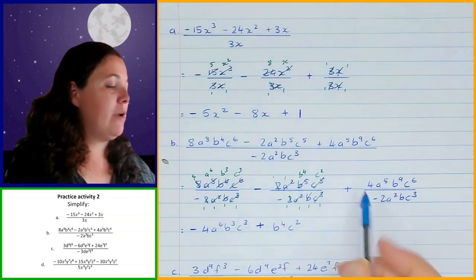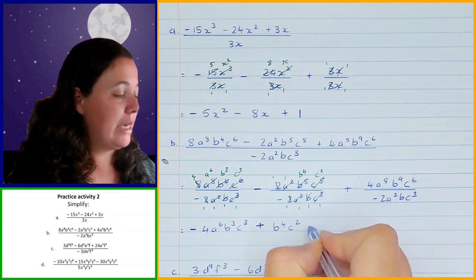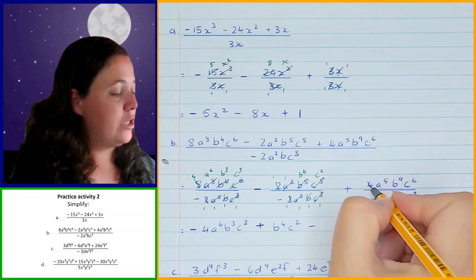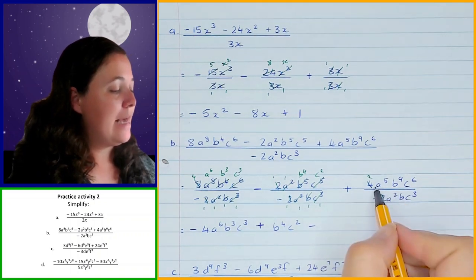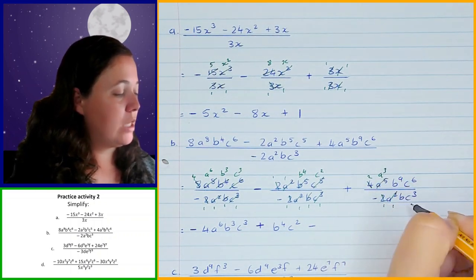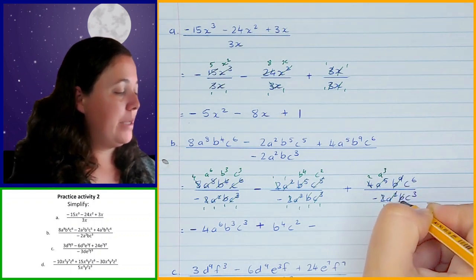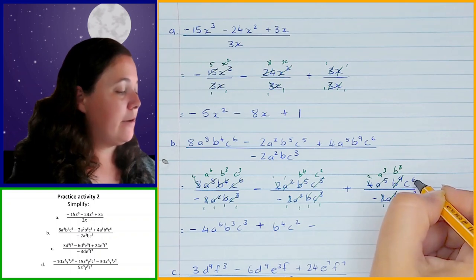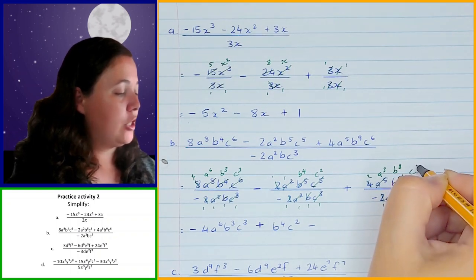Then the last term, I've got a positive divided by negative is minus. 4 and 2 give me 2 and 1. A to the power of 5 and a squared gives me a cubed at the top and 1 at the bottom. B to the power of 9 and b is b to the power of 8 at the top and 1 at the bottom. C to the power of 6 and c cubed is c cubed at the top and 1 at the bottom.